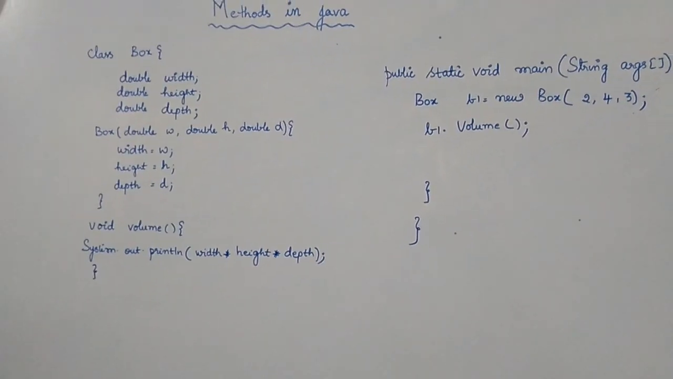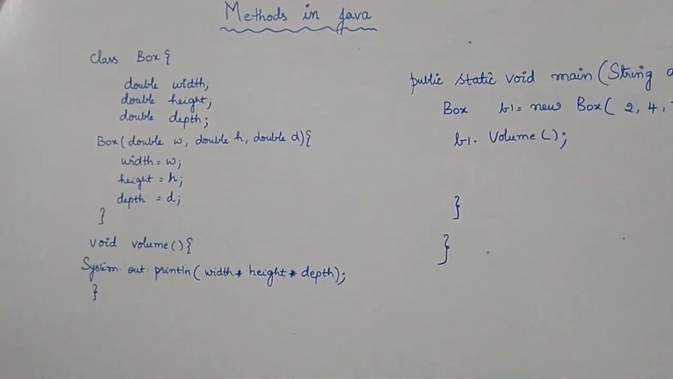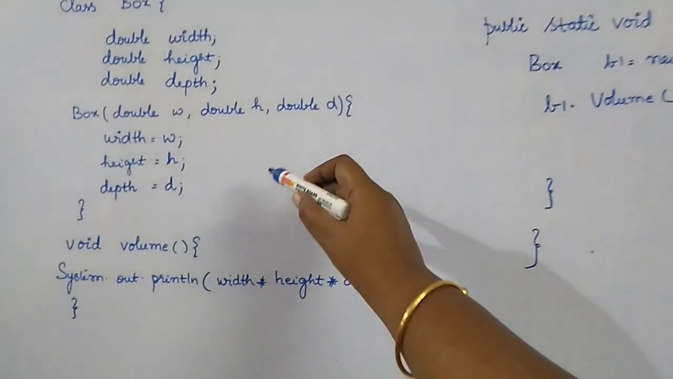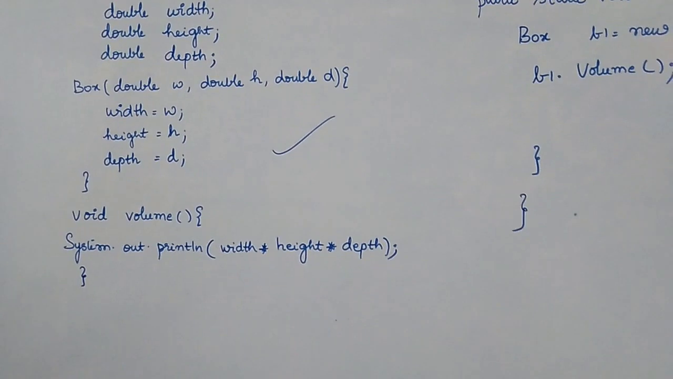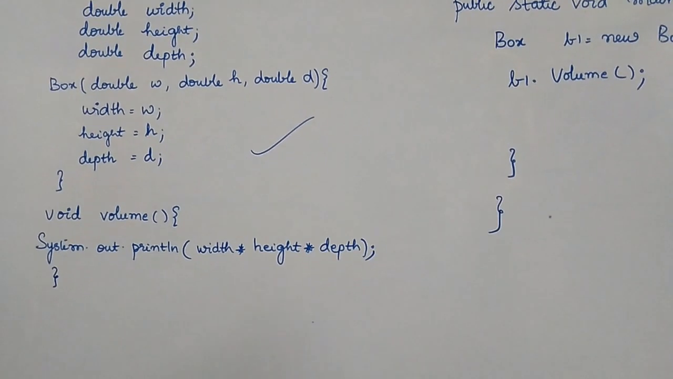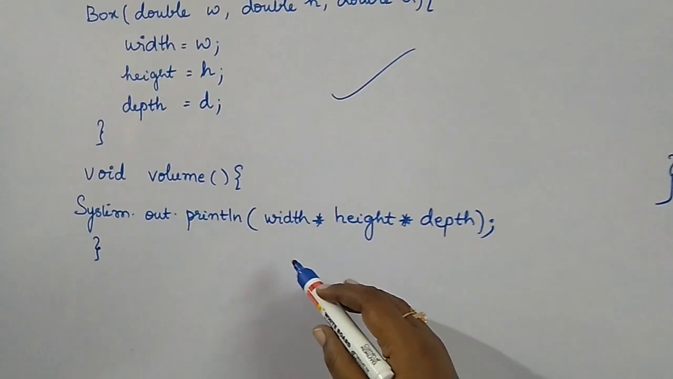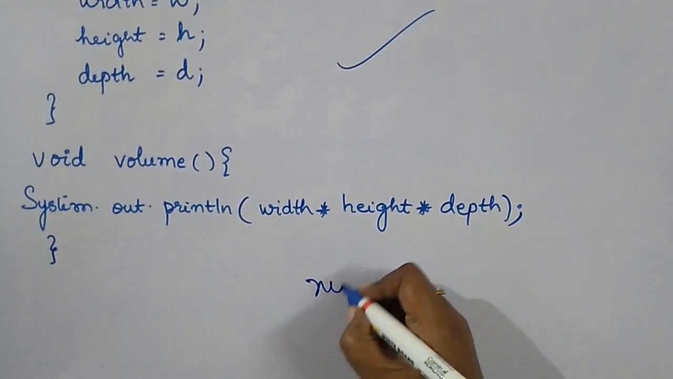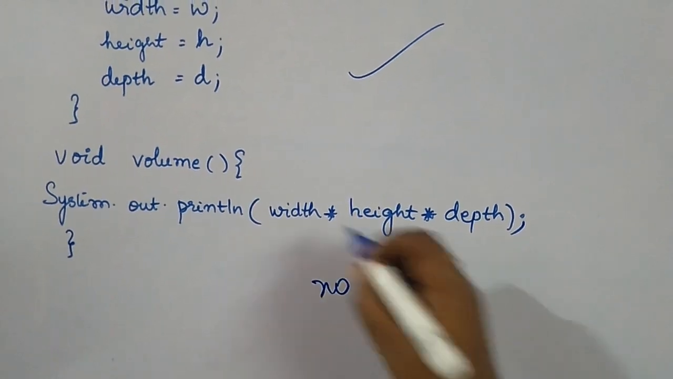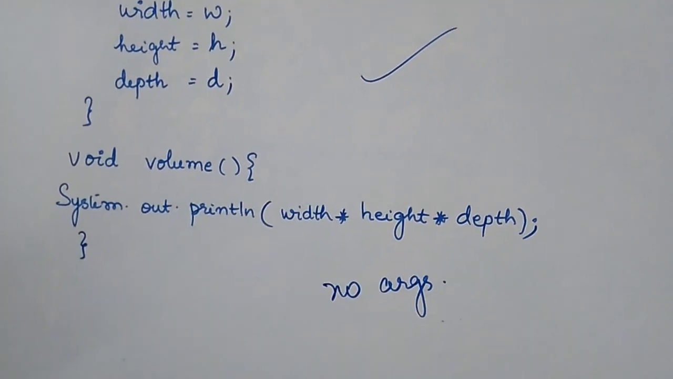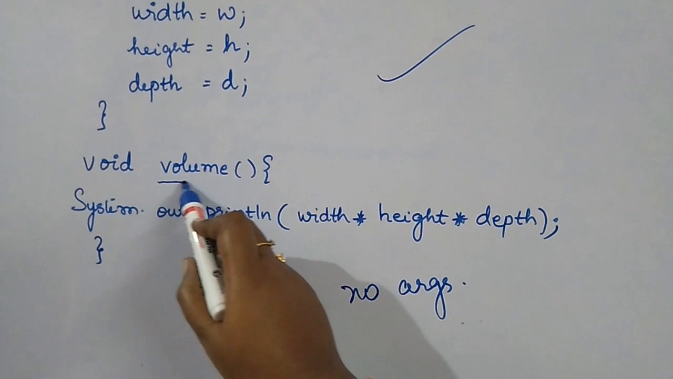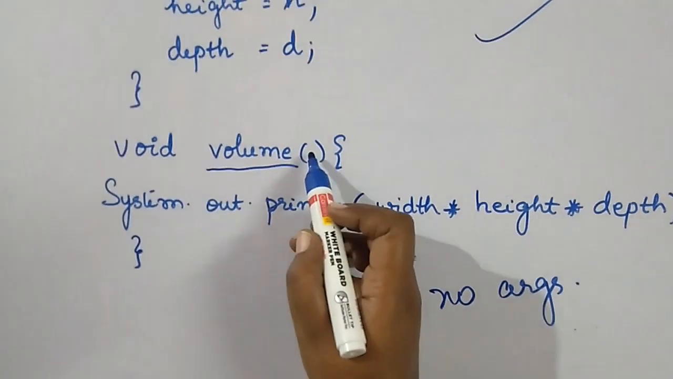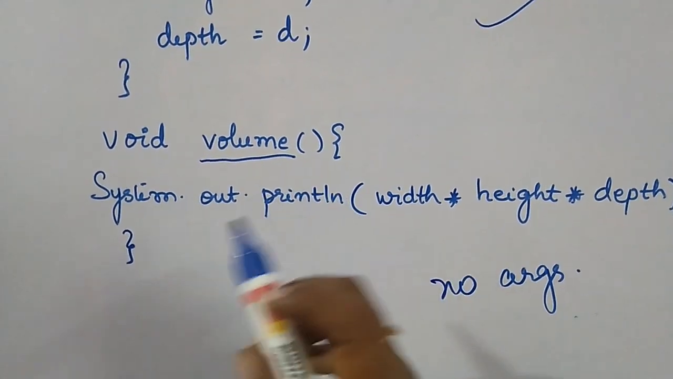Let us see the Box class. Inside the Box class, there are three variables: width, height and depth, and there is a constructor which is initializing the variables width, height and depth. And this is the method that we have written. This method has no arguments, because we didn't mention any parameter list. The name of the method is volume, and we are not passing anything.